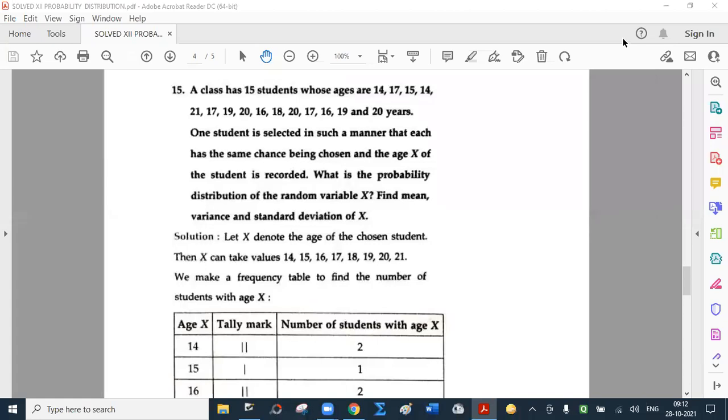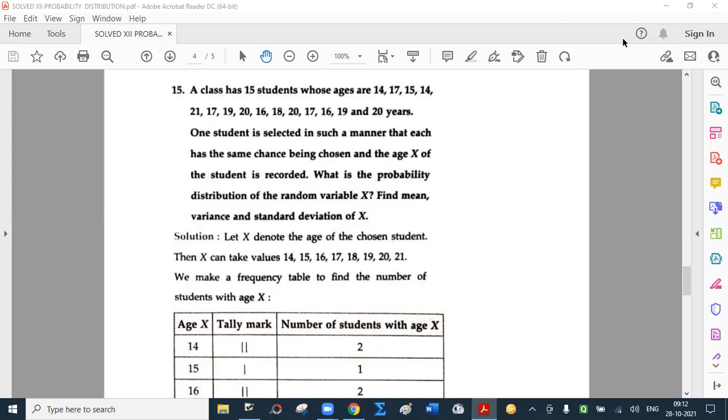A class has 15 students whose ages are 14, 17, 15, 14, 21, 17, 19, 20, 16, 18, 20, 17, 16, 19 and 20 years. One student is selected in such a manner that each has the same chance of being chosen, that is, all are equally likely events, and the age X of the student is recorded. What is the probability distribution of the random variable X? Find mean, variance and standard deviation of X.